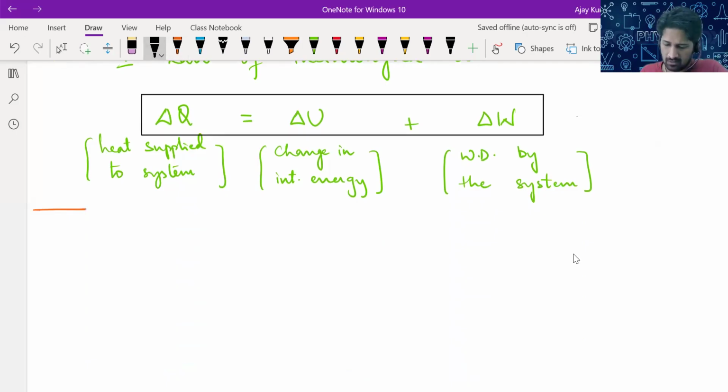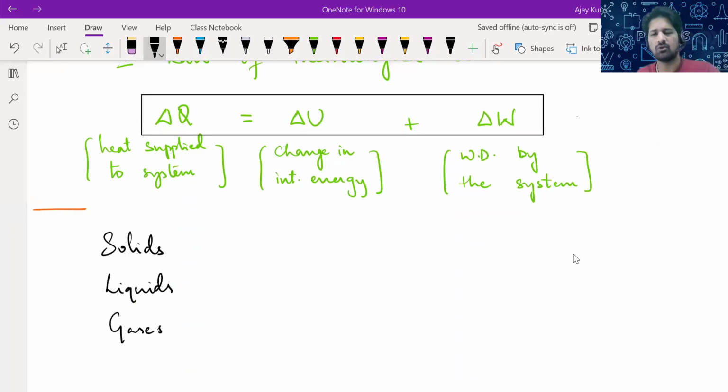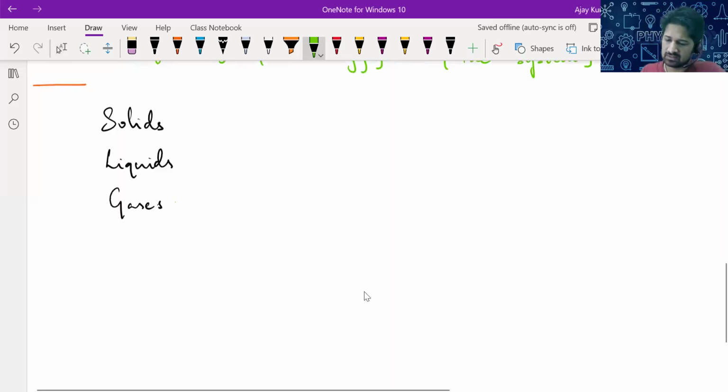Now, you all tell me, out of solids, liquids, and gases, which do you think will undergo more expansion when some heat is supplied to them? According to your own idea, you tell me, if we supply heat to these different states of matter, which state of matter do you think expands more? Okay. I got one answer as gases, and that is correct.